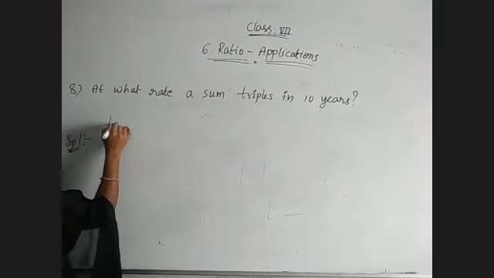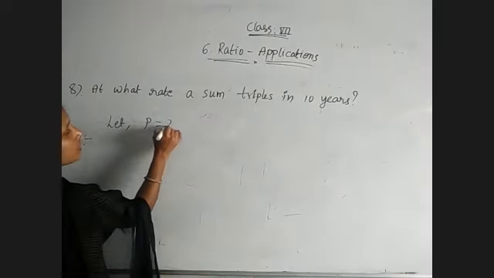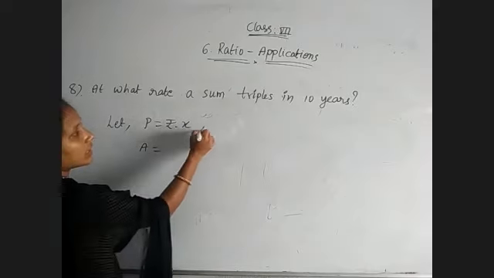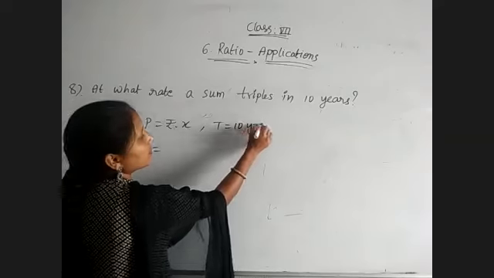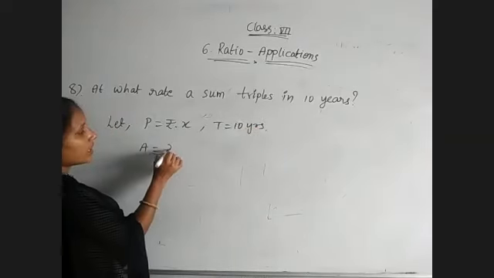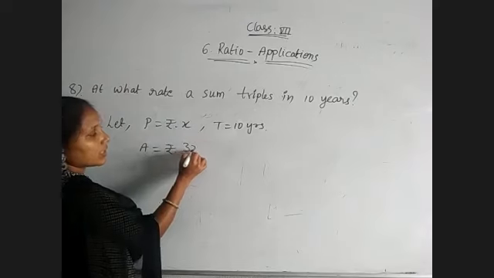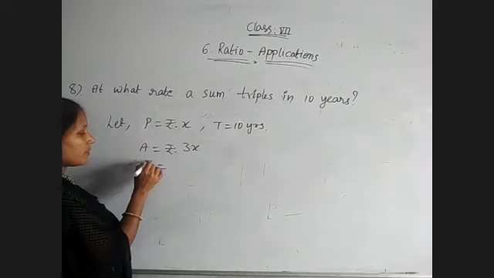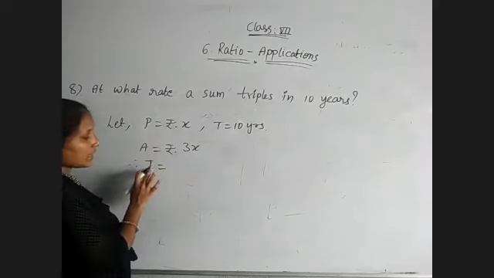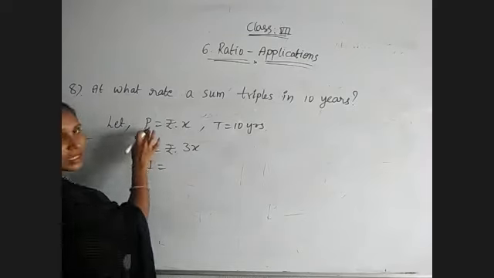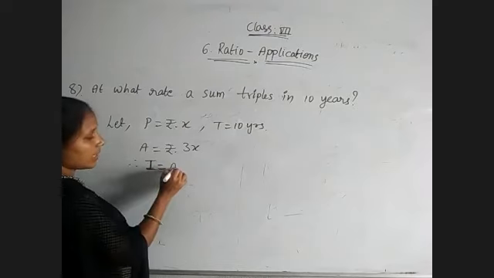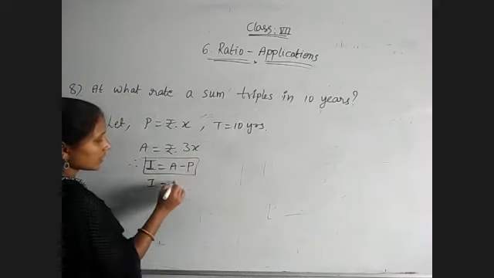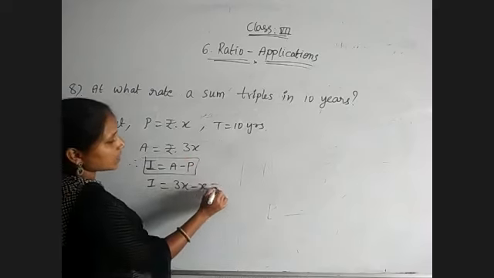So let principal be equal to x. Amount after 10 years, t equal to 10 years, will be triple itself, that is 3 into x. Therefore, interest: we know that amount is equal to principal plus interest, so interest will be equal to amount minus principal. So interest is equal to 3x minus x, which is equal to 2x rupees.